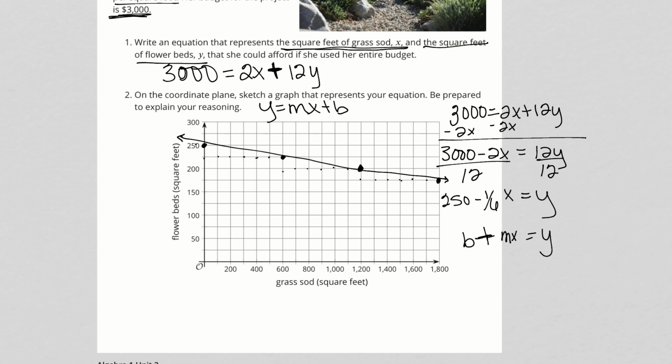Sketch a graph that represents your equation. We did that. Be prepared to explain your reasoning: you put it in slope-intercept form, you found the intercept, and then you did the slope. So we'll go to the next page.